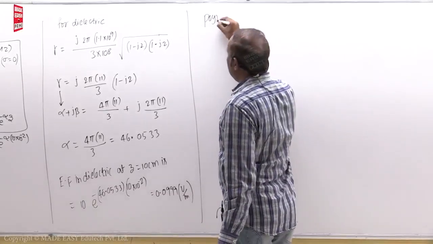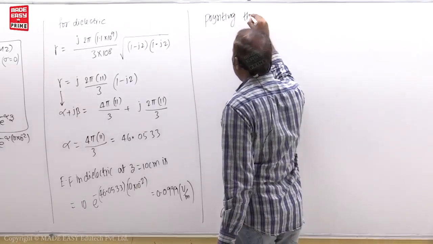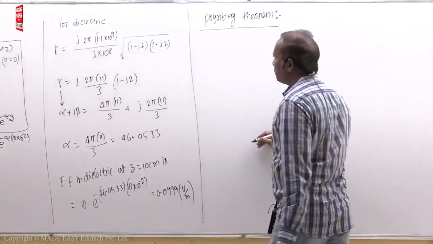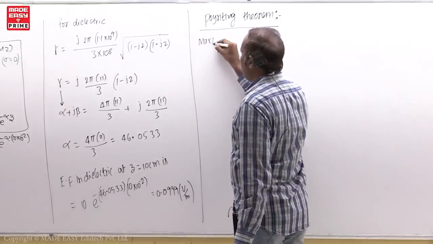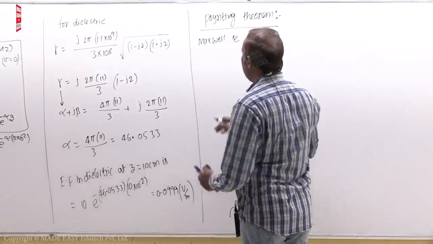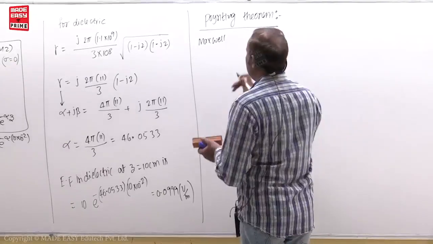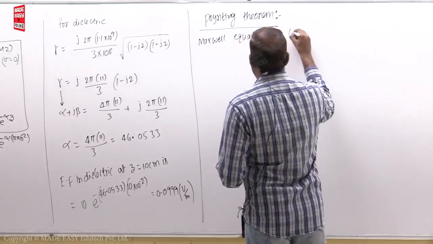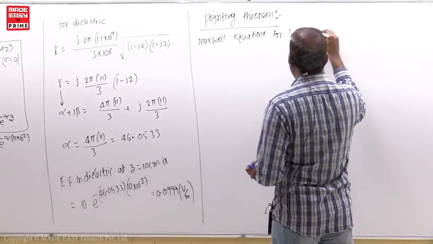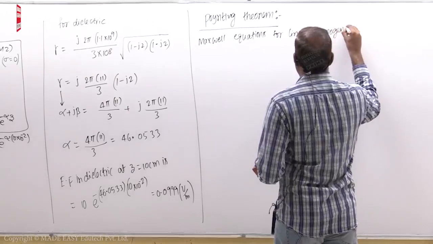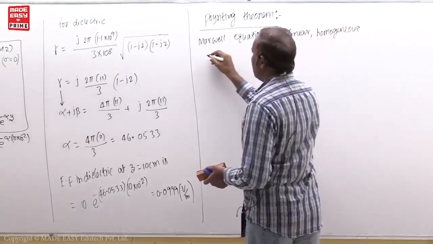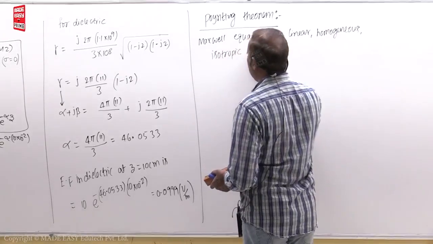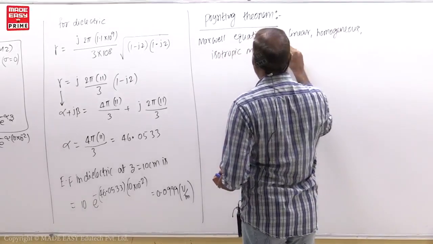That is Poynting theorem. Poynting theorem. Maxwell equations for a linear, homogeneous, isotropic medium.